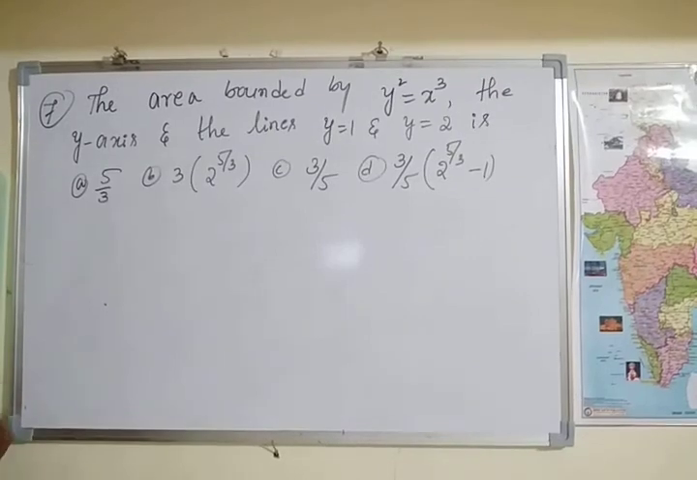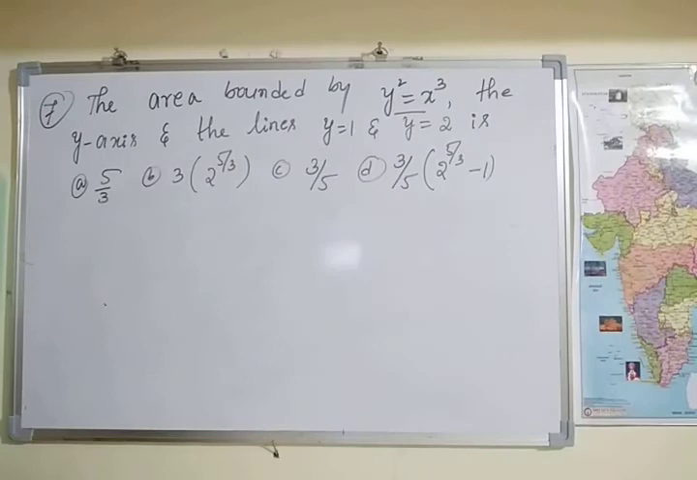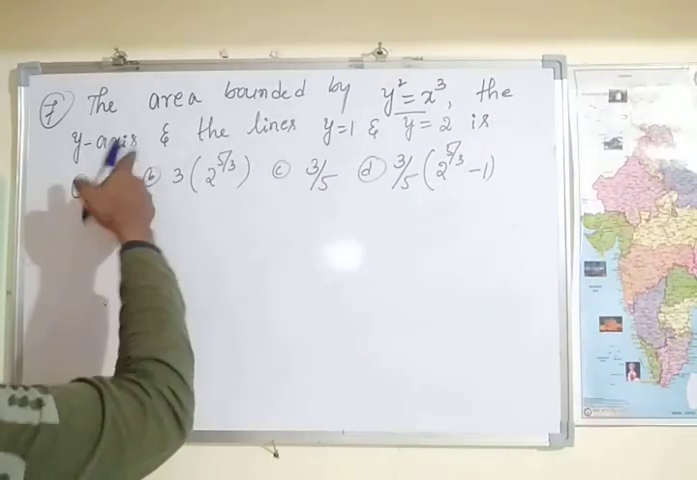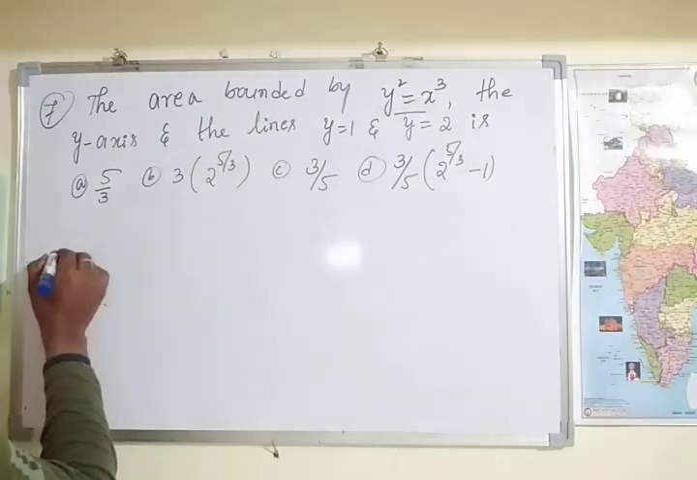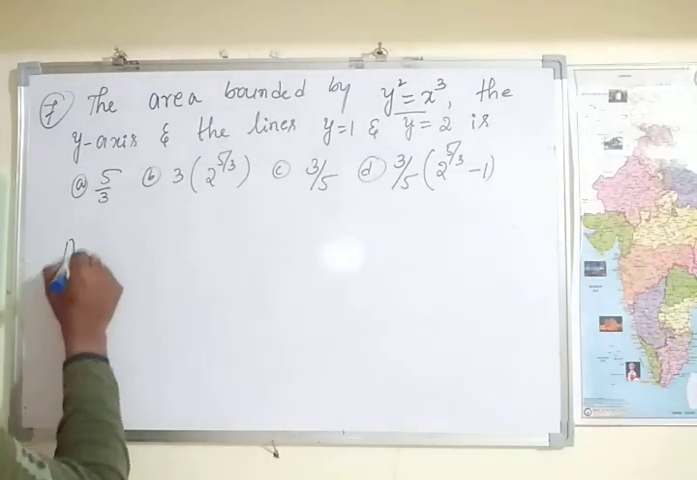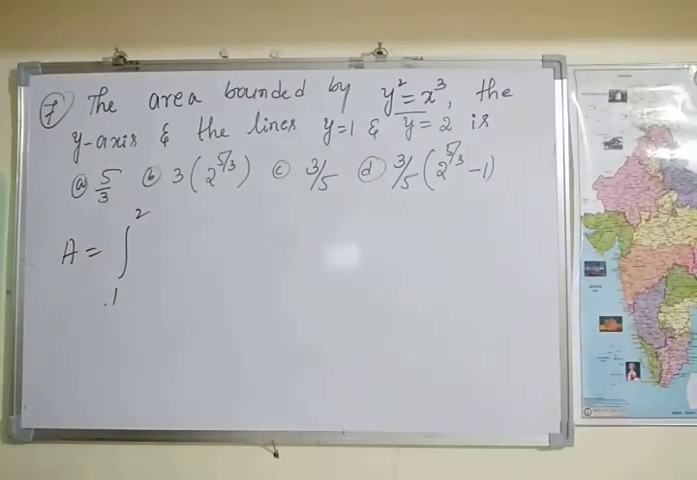Here we have the area bounded by y² = x³, the y-axis, meaning x = 0, and the lines y = 1 and y = 2. Now y varies from 1 to 2. The required area is the integral from y = 1 to 2 of x dy.